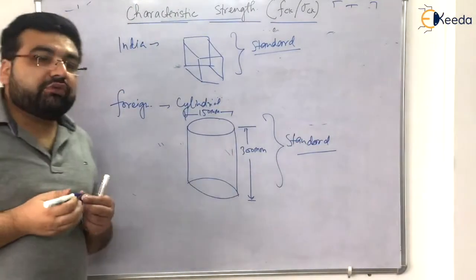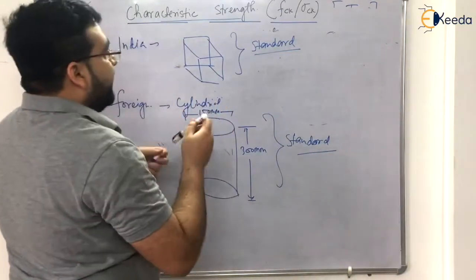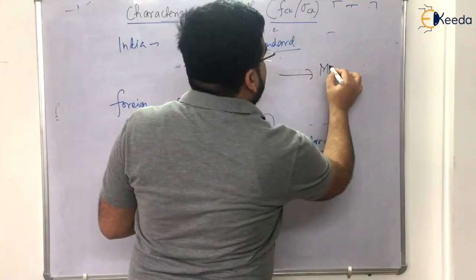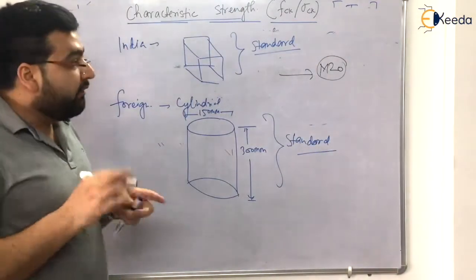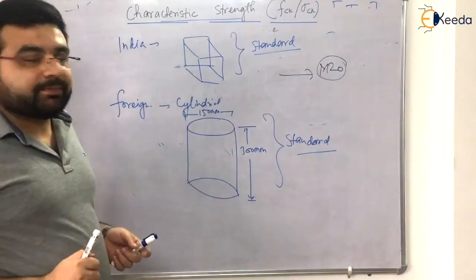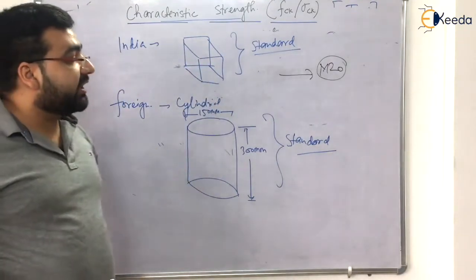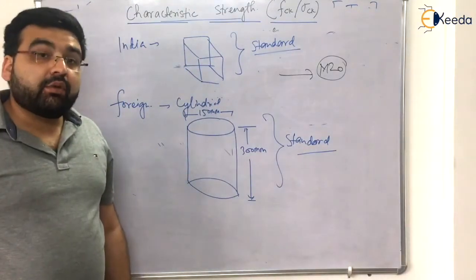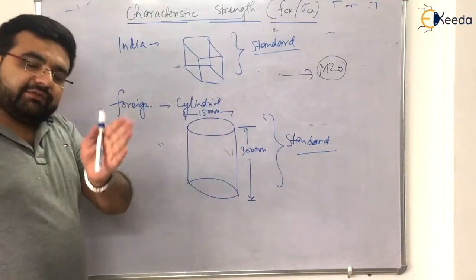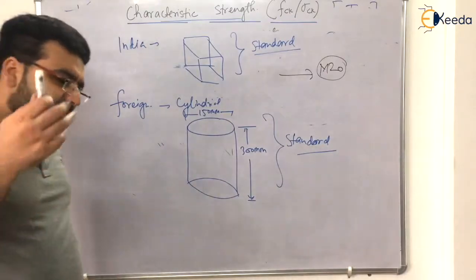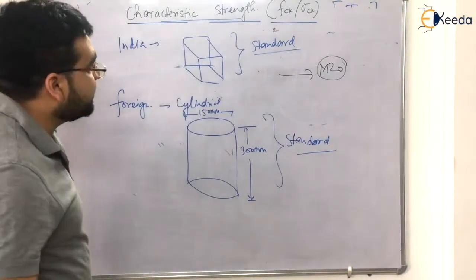Now I am going to ask you one question. The question is, let us say I am testing M20 grade of concrete. Okay, what do you think? Which one will have a higher strength? Whether a cube will have a higher strength or the cylinder will have a higher strength? Just think about it. Cubic or cylindrical? If you know, well and good. If you don't know, just make a guess. Then I will explain. Guess with logic, not an illogical guess. What do you think?